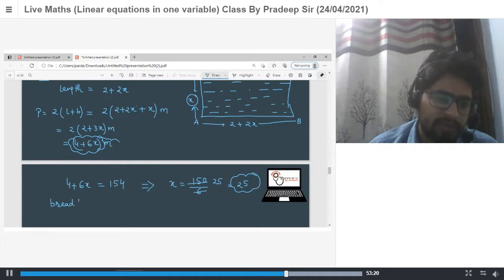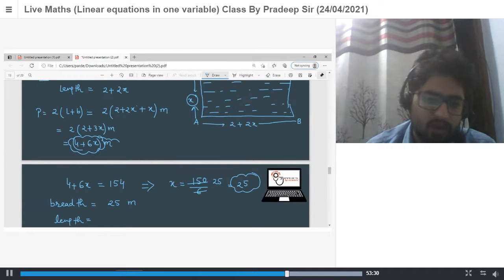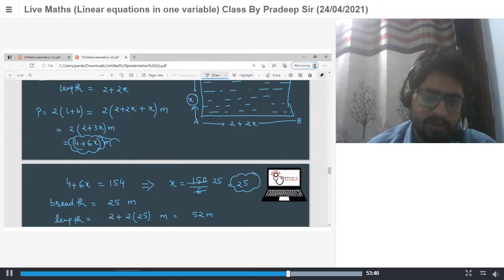So the breadth of the rectangular swimming pool is 25 meter. Yes or no? And length is how much? Length is 2 plus 2 into x. x is 25, which is equal to 52. So the length of this pool is 52 meter and breadth is 25 meter. Got it?